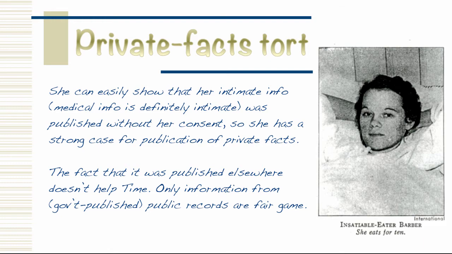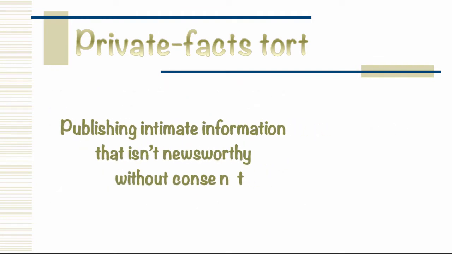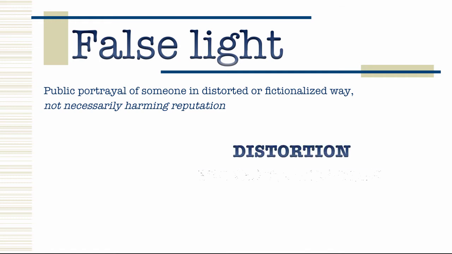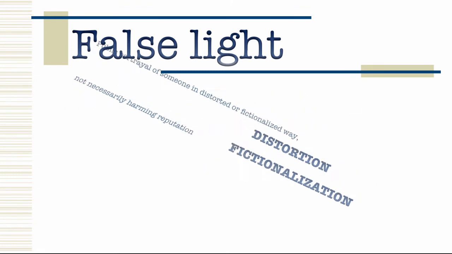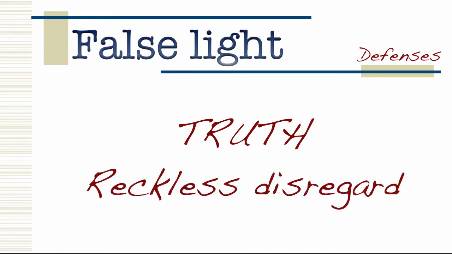So that's what it would look like in scenario format. We've got the private facts tort, publishing intimate information that isn't newsworthy without consent. False light: public portrayal of someone in a distorted or fictionalized way, not necessarily harming reputation. So it's often thrown in there with a libel case, just in case they can't prove defamation. When you do a scenario, make sure to actually address whether it's distortion or fictionalization. Defenses for false light: truth, and the fact that plaintiffs have to prove reckless disregard for the truth, which, as you remember from libel, is virtually impossible.